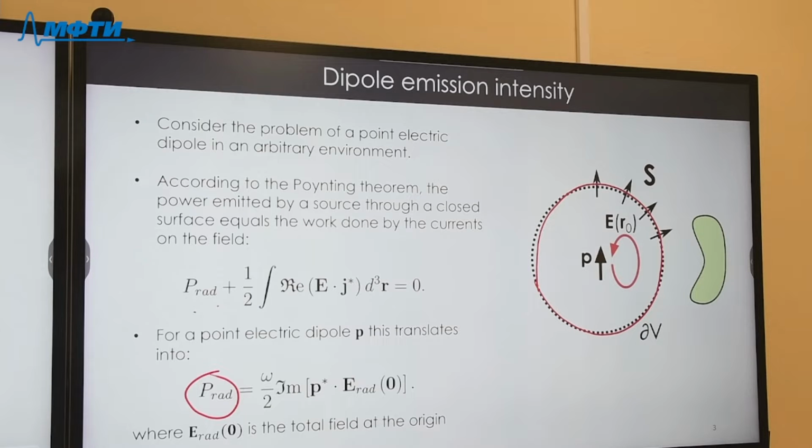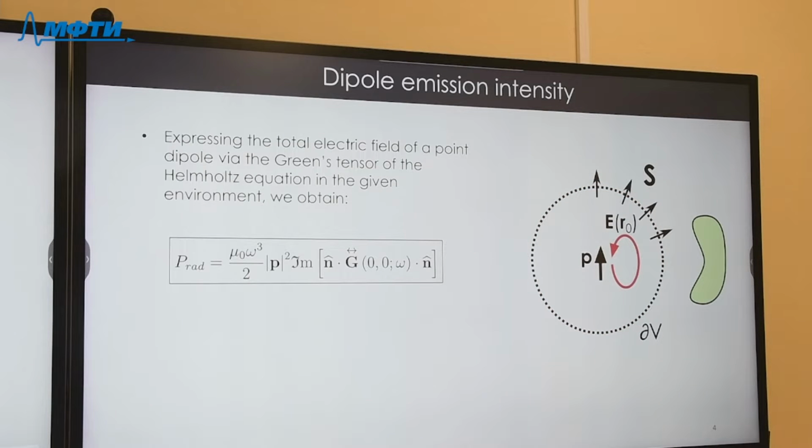So what we need to know in order to find the total emission intensity is this, because the dipole moment is fixed, it is related to the current. So what we need to find is the electric field only at the origin. We don't need to find electric and magnetic fields at every point in space and at every point on the integration surface. We only need this. Knowledge of this allows us to calculate the total emission intensity.